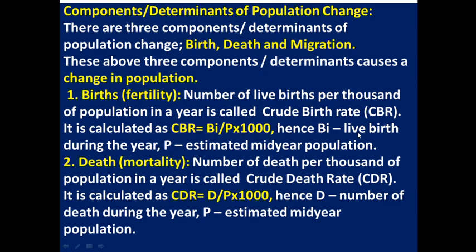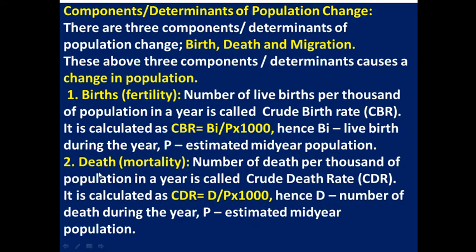BI stands for live birth in a year. P is the estimated mid-year population. Mid-year population here means July 1st. So how many babies are born in a year, divided by the mid-year population of that particular country, into 1000. So we will get how many babies are born out of 1000 persons. That is the formula to find the crude birth rate.